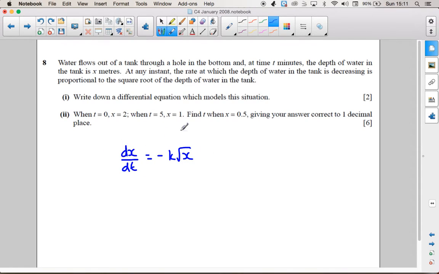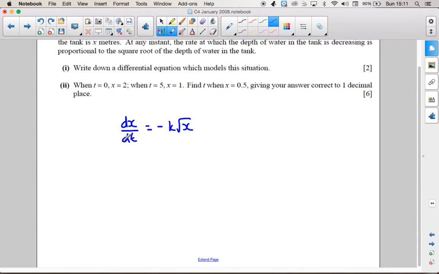So we've already written this down from part 1. It then says when t is 0, x is 2, and when t is 5, x is 1. So we're going to need to rearrange this to get our equation that links x and t, so we can find this other value here for t when x is 0.5. So first thing I'm going to do is flip all of this over, flip both sides.